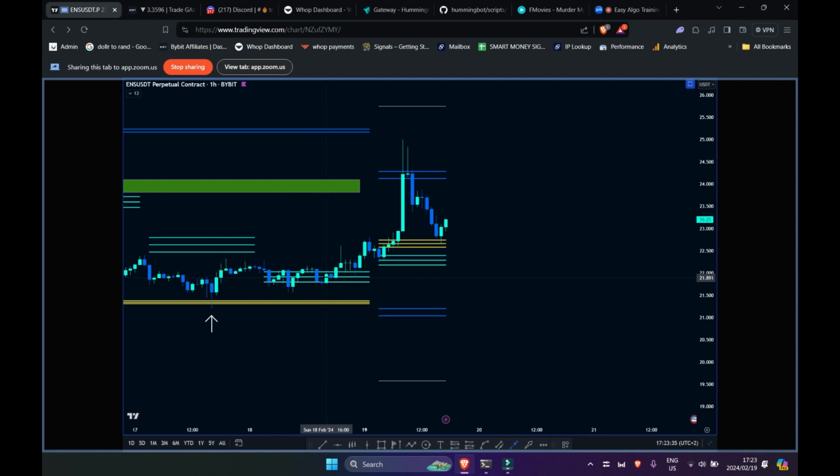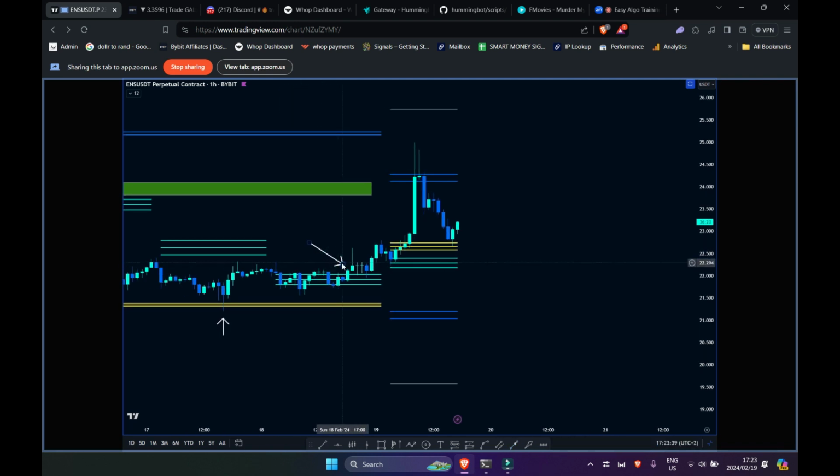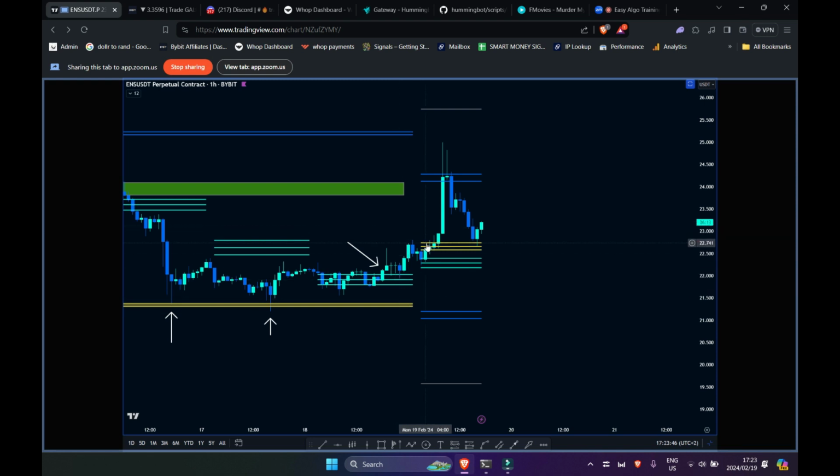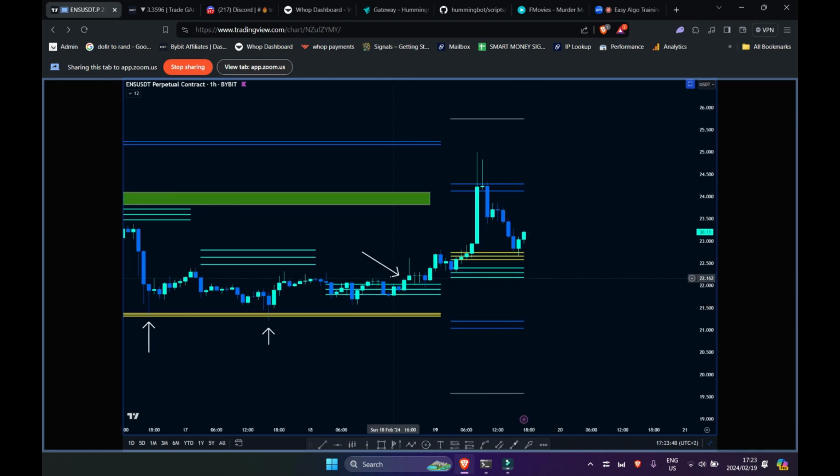Another entry would have been over here when price breaks outside of this grid. Can you see over here, price is stuck in the grid, and then it breaks out over here. That would have been another entry. And then you can see it goes up. Then look at the difference here.